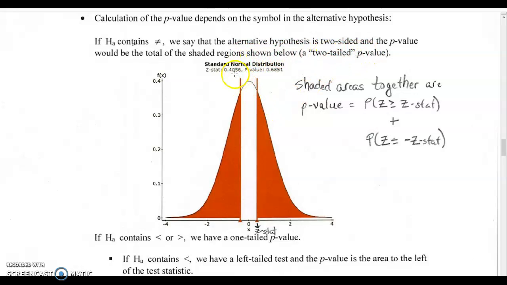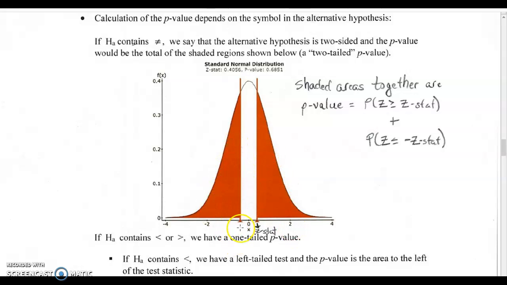In other words, in this example, we computed a z-score, a z-statistic, a test statistic in our hypothesis test of 0.4056. So that's right here. Now for a not equal sign, we don't care whether it's greater than or less than. We just want to see if it's not equal to. So the p-value is the area in the tail from your test statistic to more extreme. You have to include the one on the right side as well as the one on the left side.